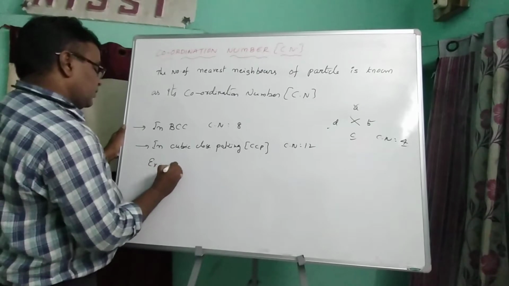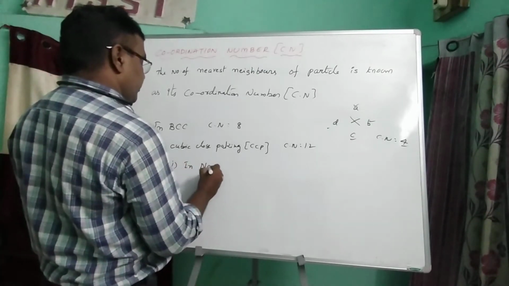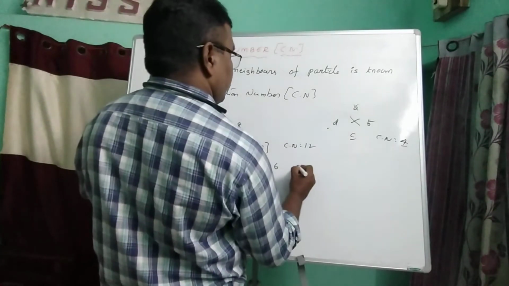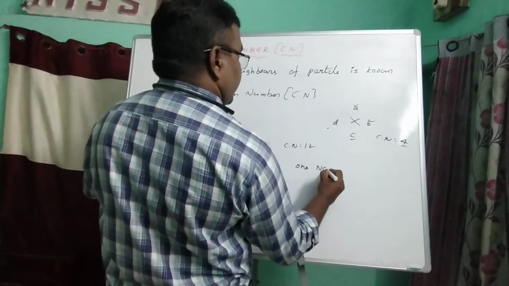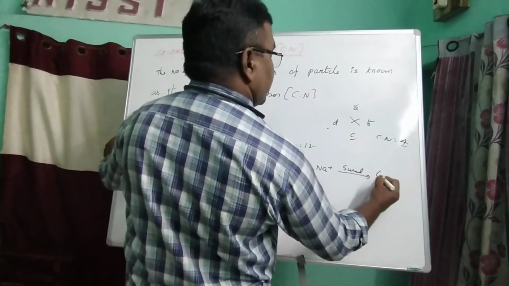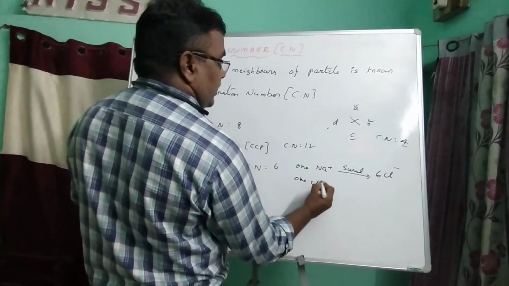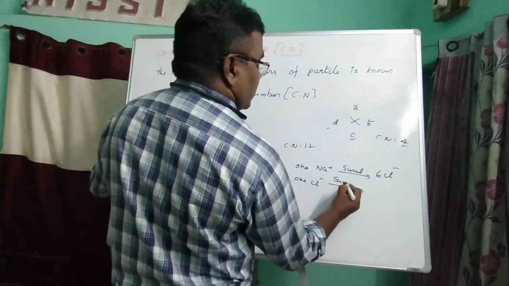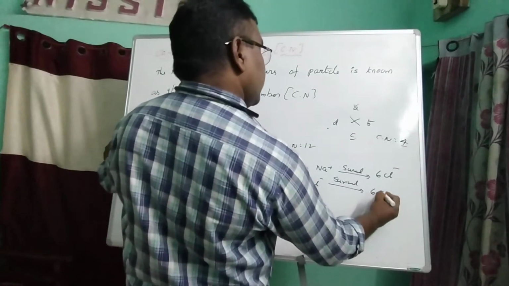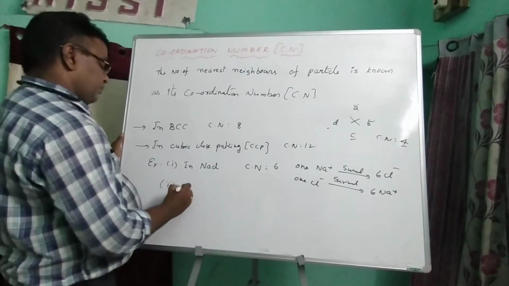Example 1. In sodium chloride, the coordination number is 6. That means 1 Na plus ion is surrounded by 6 Cl minus ions. Similarly, 1 Cl minus ion is surrounded by 6 Na plus ions.